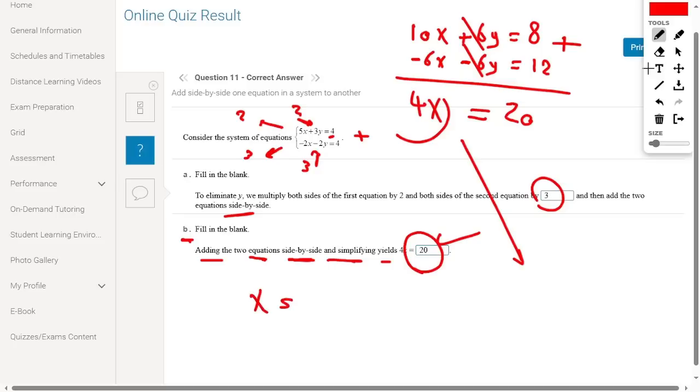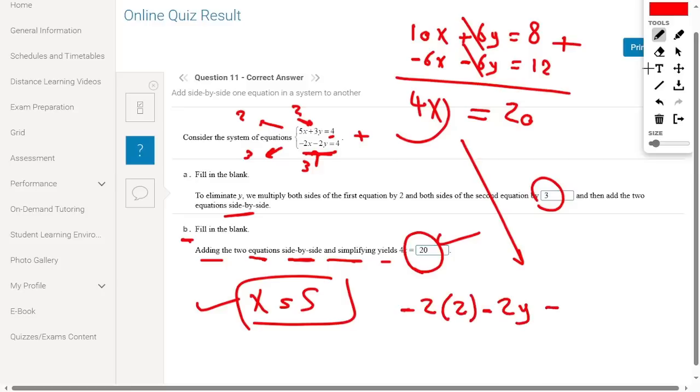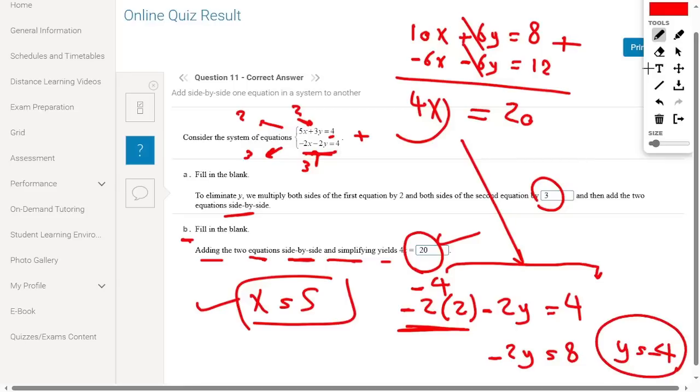So x will be equal to 5. Okay, now once we get x, we will substitute in any of these equations to get y. So let's substitute with the second one. So we'll have minus 2 multiply 2 minus 2y equal to 4. 2 minus 2, this will be 4 minus 4. So minus 4 will go to the other side, so it will be 8. So we'll have minus 2y equal to 8. So y will be equal to minus 4. Okay?